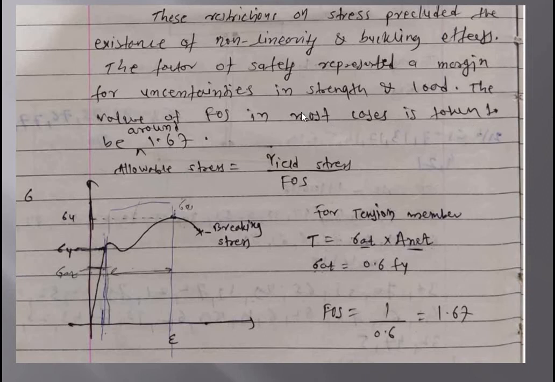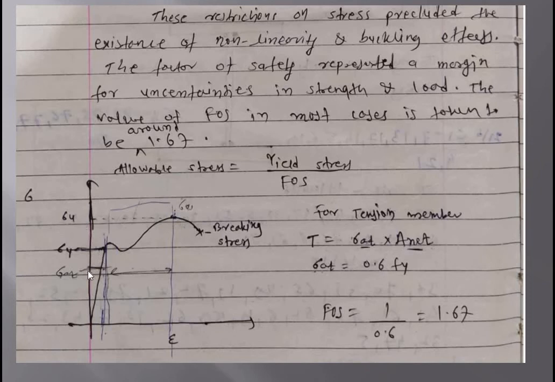Whatever we have discussed is explained with the help of the stress strain curve. This is the stress strain curve for our mild steel. Stress is on the y-axis, strain is on the x-axis. Now we get such curves. The initial part is linear up to the proportional limit, then it yields. The stress corresponding to yielding is the yield stress, and the stress corresponding to U is the ultimate stress.